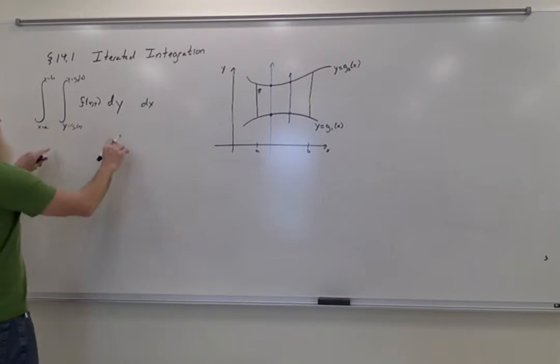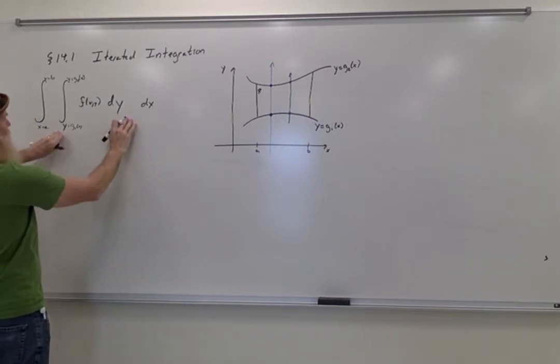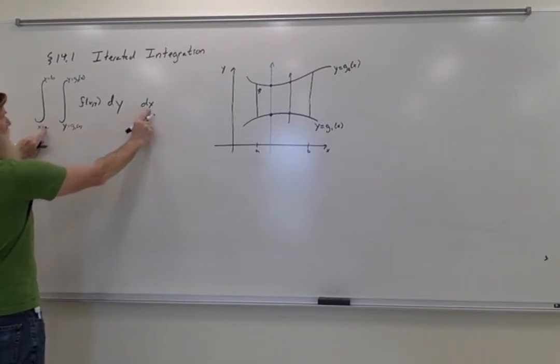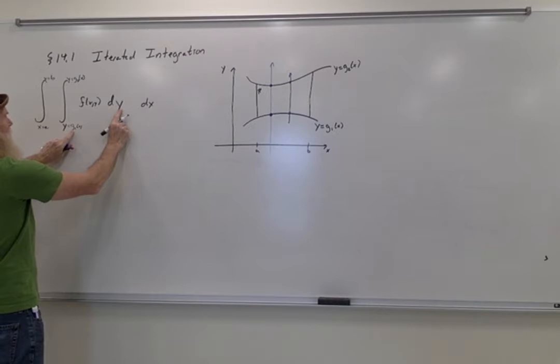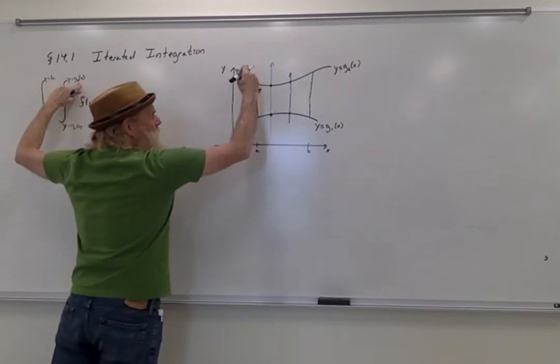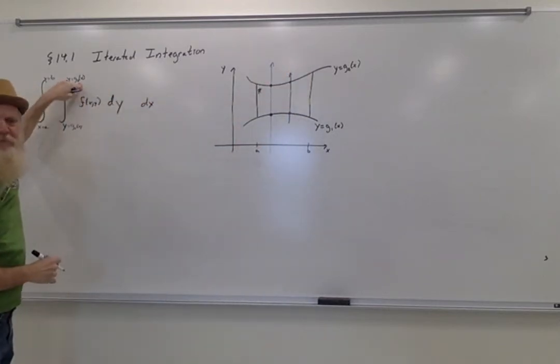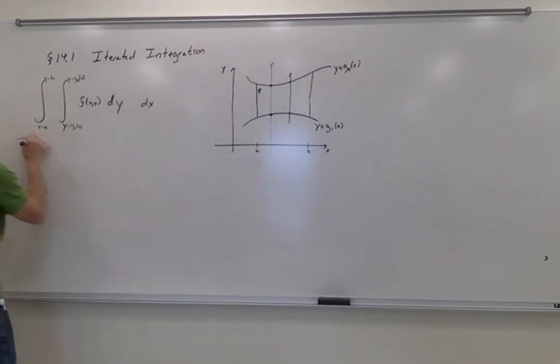So one thing to notice is that when I write an iterated integral in this form, on the outside, my dx's, I give my bounds, and those are both numbers. On the inside integral, having to do with y, my bounds are the curves that represent the bottom and the top of the region. Here's a typical example.